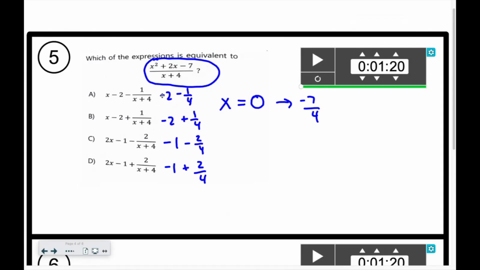And then I just think, all right, -2 is -8/4 minus 1/4, not -7/4. -8/4 plus 1/4 is not, but I want to double check something. -1, which is -4/4 minus 2/4, is not -7/4, and -4/4 plus 2/4 is not either. So we get the answer B.